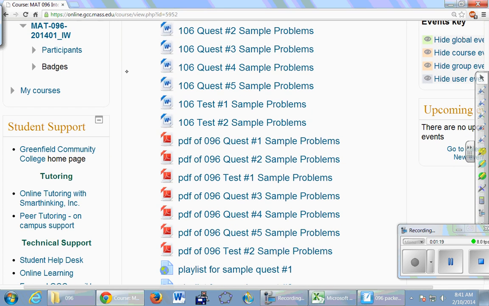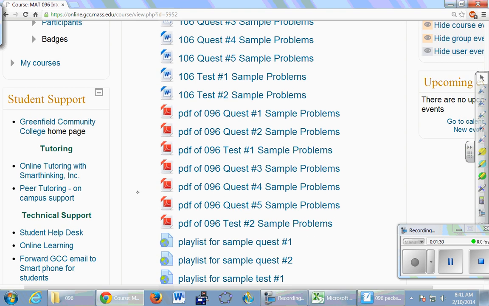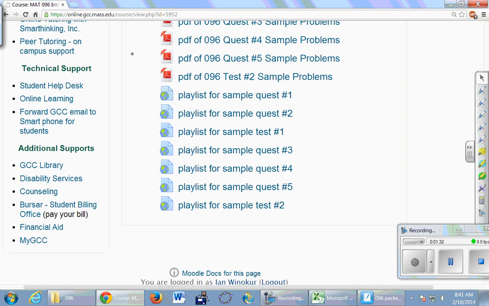If you come down here to the PDF of quest number 1, this is my full color solutions written out, not just an answer key, but actually how I solve the problem step by step in color. That's there. And then finally here, you see a link to the playlist for sample quest 1. I made videos of me going through each of the problems on the sample quest.